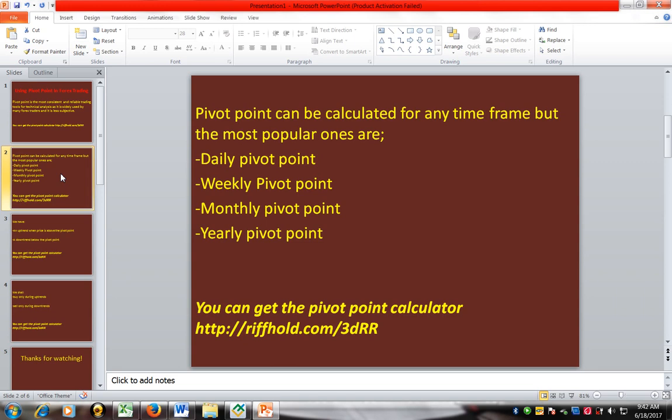Some traders can go as low as 4 hours or 1 hour, but for people like us that are long-term and medium-term traders, we prefer to stop at daily pivot point. We cannot go lower than daily pivot point if we actually want information that is meaningful.